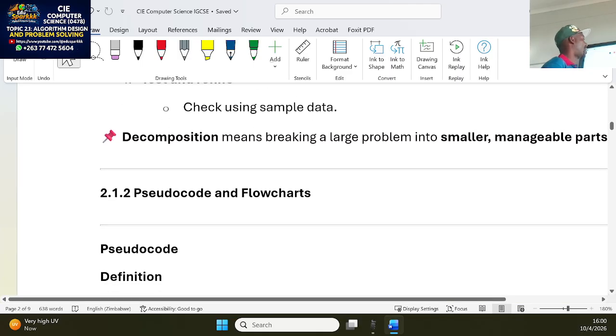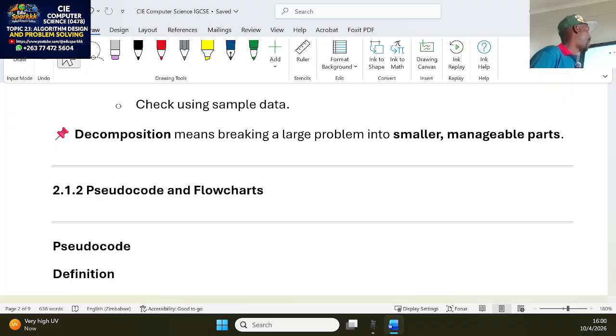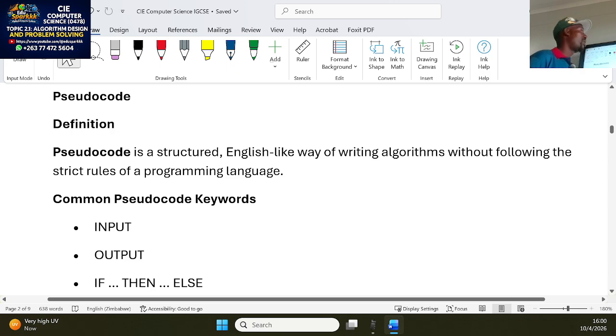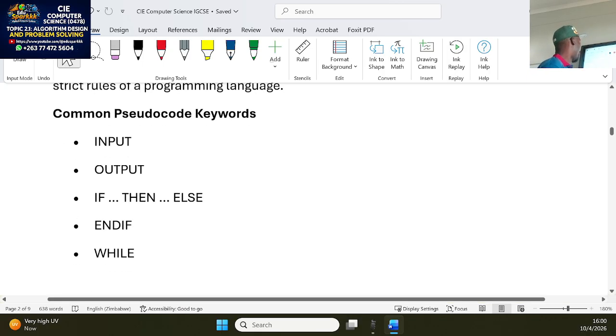Then one thing to note is decomposition, which is a process whereby we break down a problem into smaller manageable parts that we can address and finally combine together to come up with a global solution. So the next term is pseudocode. A pseudocode is a structured, English-like way of writing algorithms without following the strict rules that are involved in programming languages. So here you are more like summarizing steps that you need towards solving the problem.